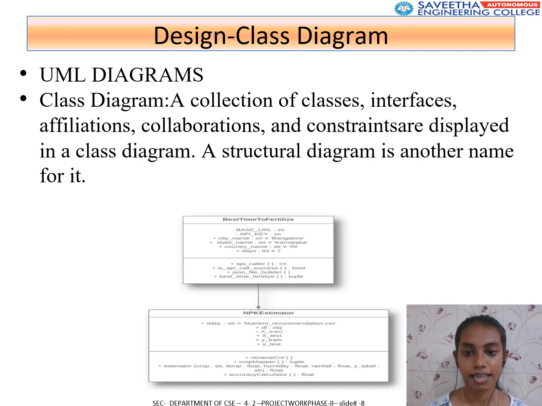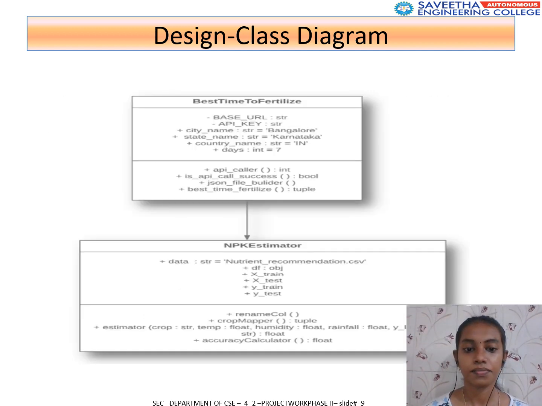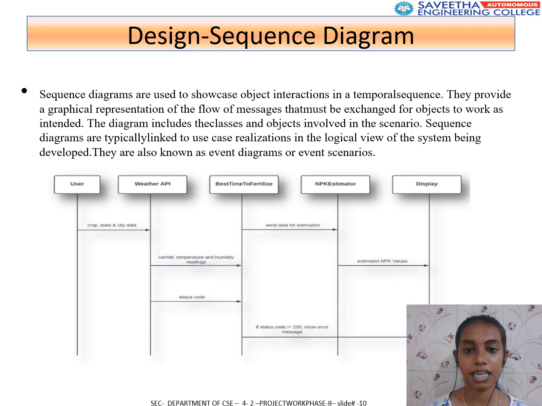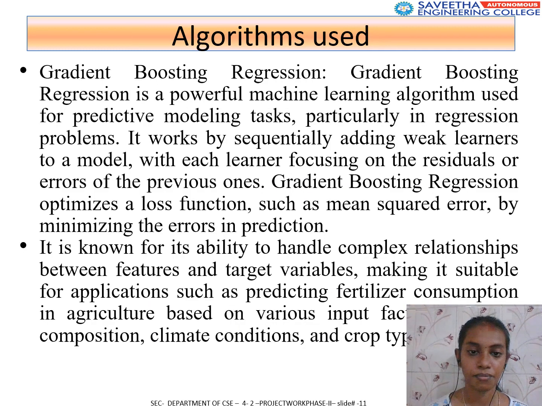So this is the class diagram and this is the sequence diagram. First the user, and it goes to the weather API and the best time to fertilize and the nitrogen, phosphorus, potassium estimator, as well as it is displayed to the user.